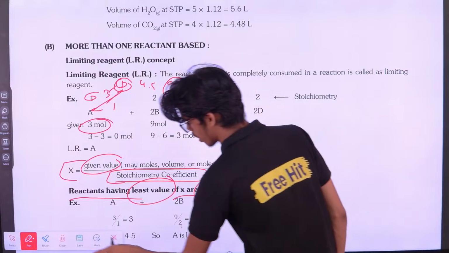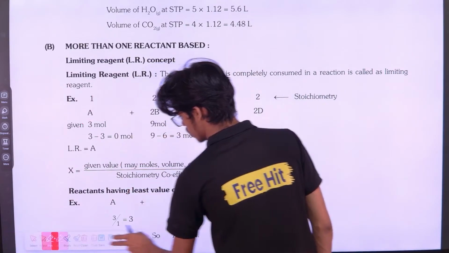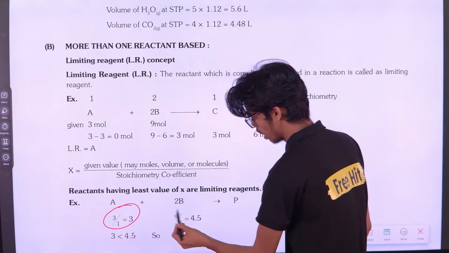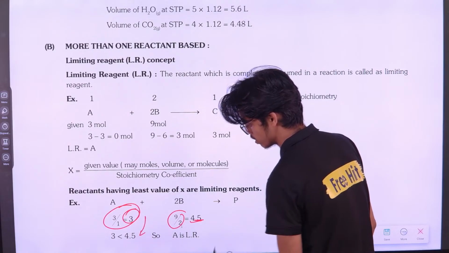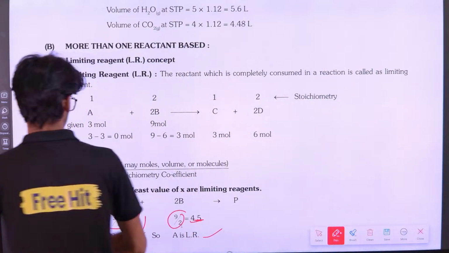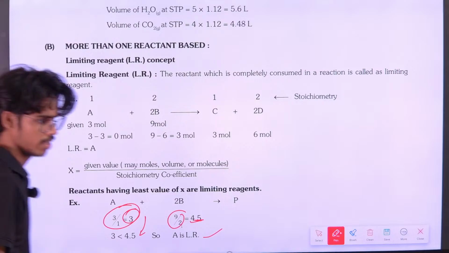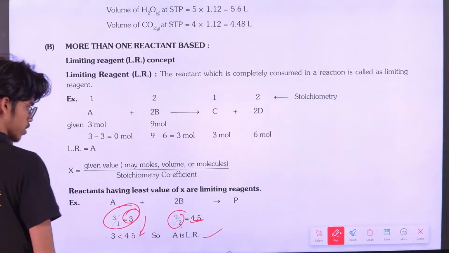That's it. Now see, 3 by 1 is 3 and 9 by 2 is 4.5. This thing is lesser, so this is the limiting reagent. That's how you find the limiting reagent. This is a way to find out. By the way, you can easily observe this. You don't need this formula. I think I never use this formula. Somebody has something answered or not? Okay, nothing. I think there will be some questions ahead. Let's see.